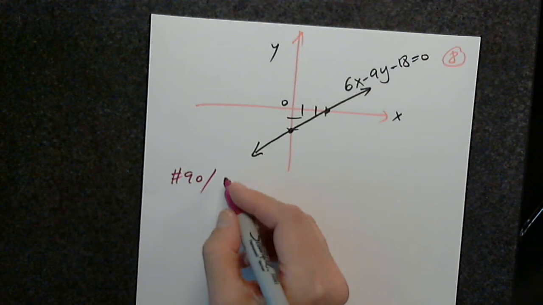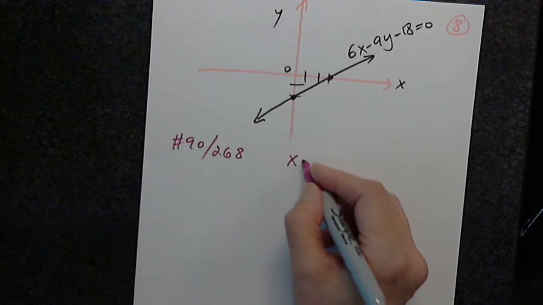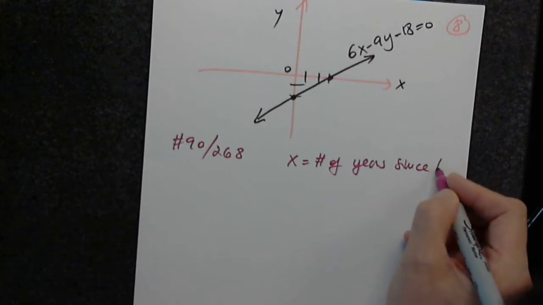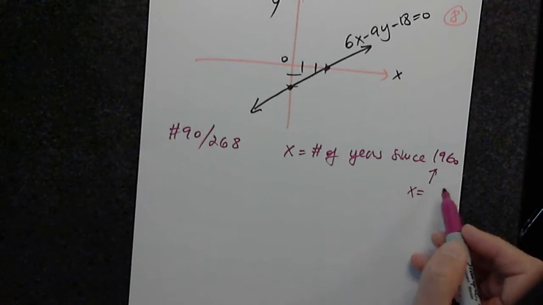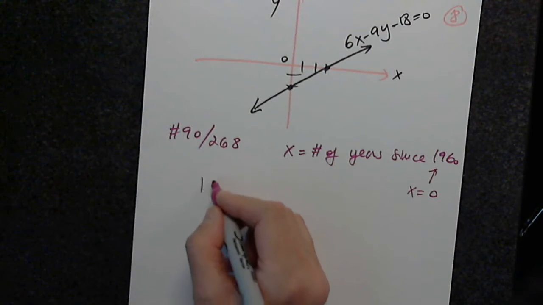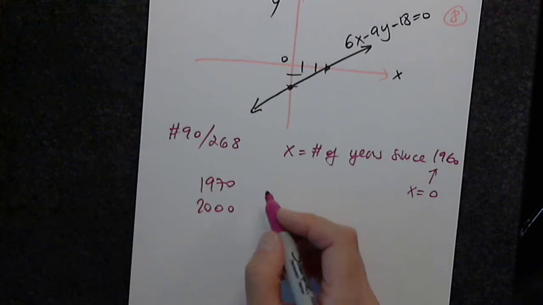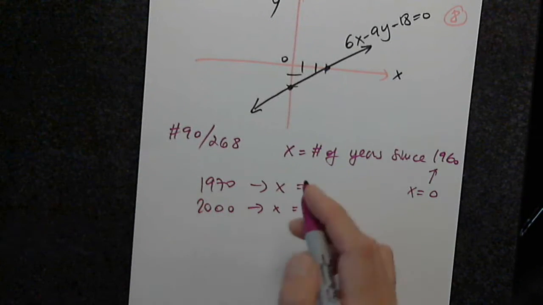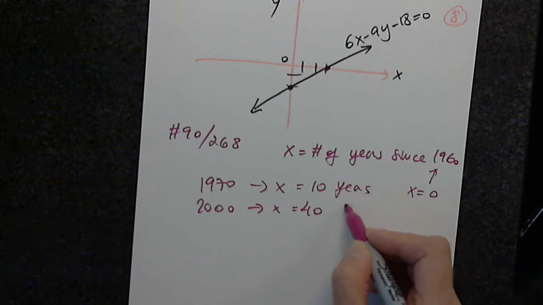on page 268. They're telling us that X is the number of years since 1960, which means what is X for 1960 then? 0. Very good. What about 1970? Because we are asked to look at 1970 and 2000. What is X for this and what is X for this? 10 and 40. Excellent. Years.